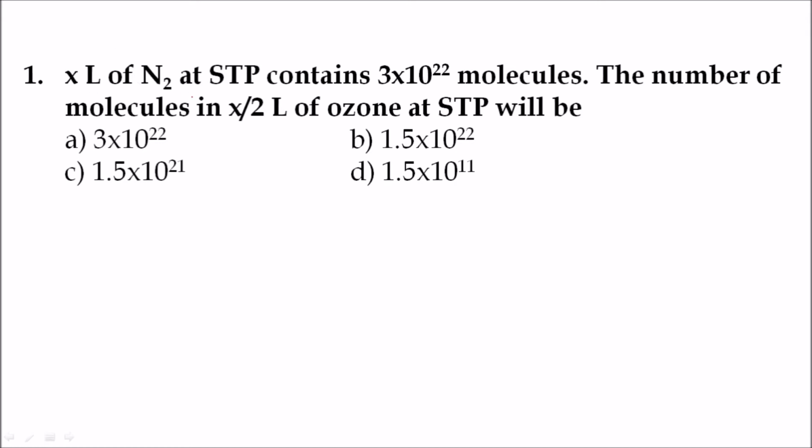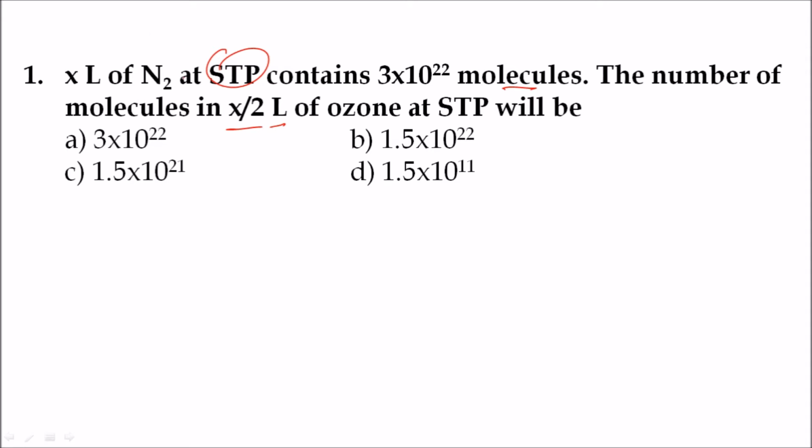X liter of N2 at STP contains 3 into 10 to the 22 molecules. The number of molecules in X by 2 liter of ozone at STP will be? The condition is given here, mentioned already. It is at STP conditions. And we know at STP conditions, equal volumes of gases contain equal number of molecules. If you know that, we can easily get the answer for this question.